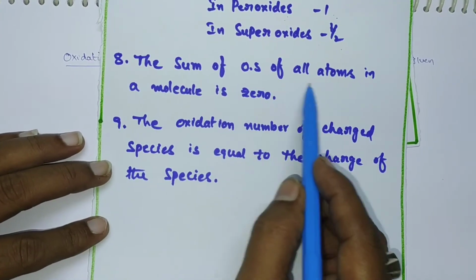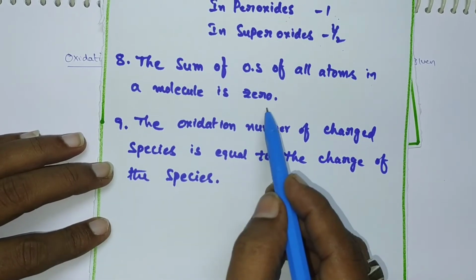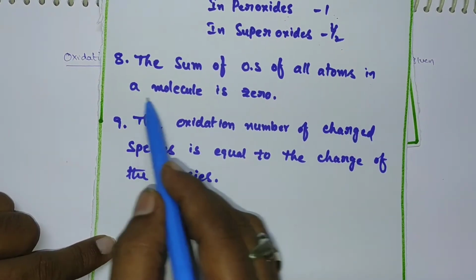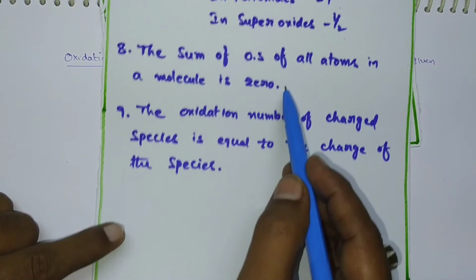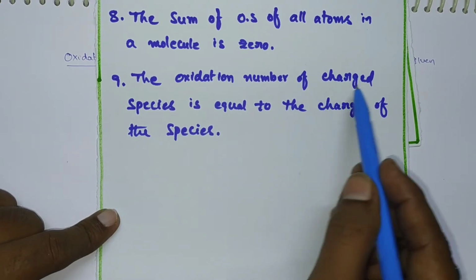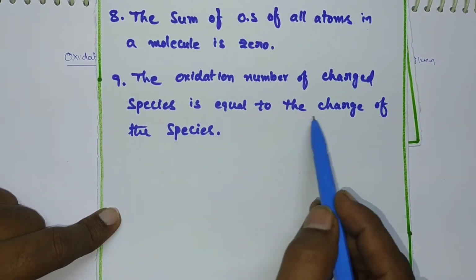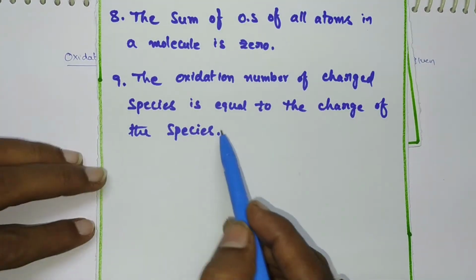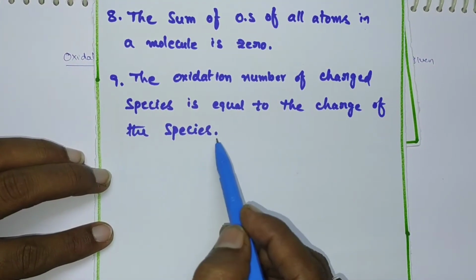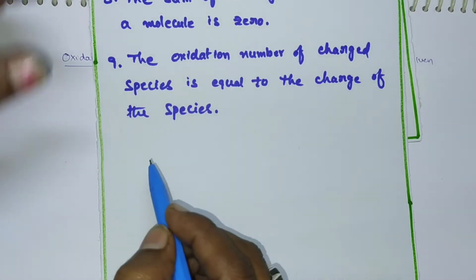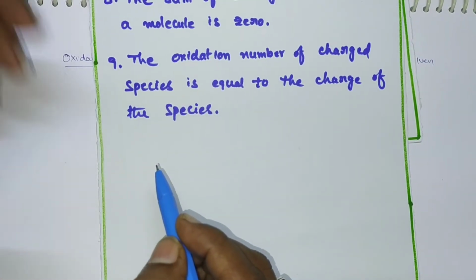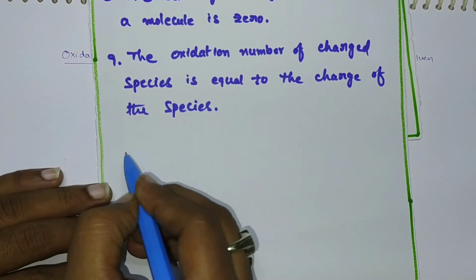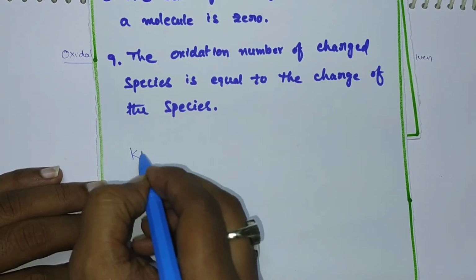Next, the sum of the oxidation states of all elements in a given molecule is generally 0. The sum of all oxidation states of elements is equal to 0. Next, the oxidation state of a charged species is equal to the charge of the species. Now let us discuss all these points by taking some examples. First let us consider an example, KMnO4.